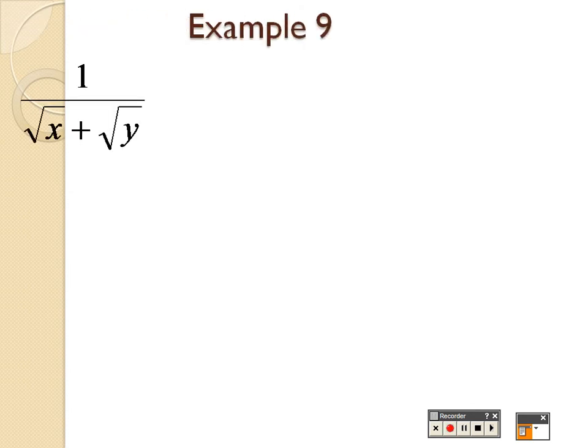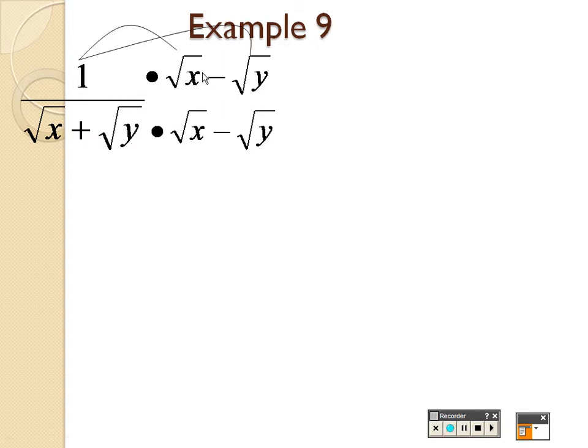So example 9. You can't have these roots in the bottom. So to get rid of those roots, it's actually very simple. You multiply both the top and the bottom by the conjugate. This is the square root of x plus the square root of y. So the conjugate is the opposite. So it means multiply it by the square root of x minus the square root of y. That's it. So 1 times all that basically just gives me all that on top.